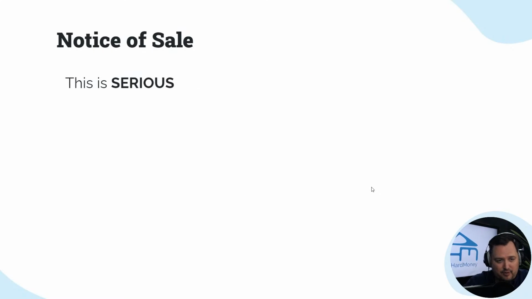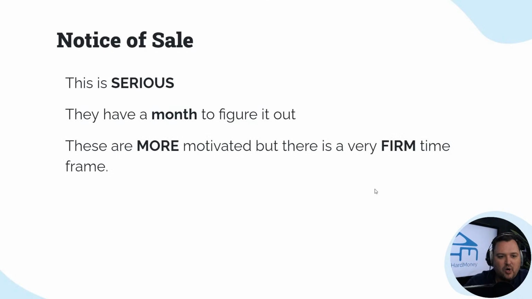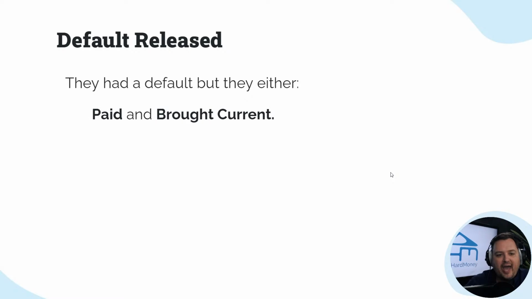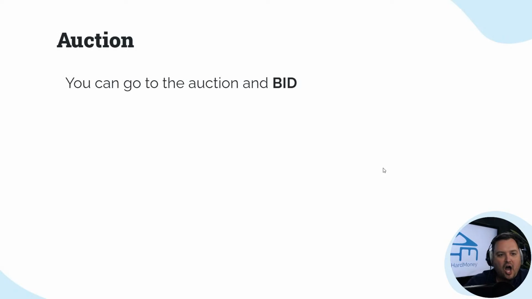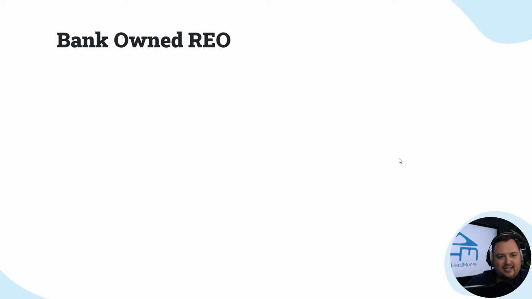Now, the notice of sale is different. The notice of sale is really, really serious, meaning they only have a month to figure this out before the auction actually occurs. So now they're in desperation mode, and these are more motivated. There's a very firm time frame on when they're going to get booted out. They typically would have to get evicted after the foreclosure happens, but they know it's imminent. It's coming. Default released. They've had a default, but they have either paid or brought the property current. So this is a whole other default release. Or they did a payment plan workout. Auctions. You can go to the auction and you can bid. Keep in mind, we talked about it, no title insurance and no way to get inside the property.